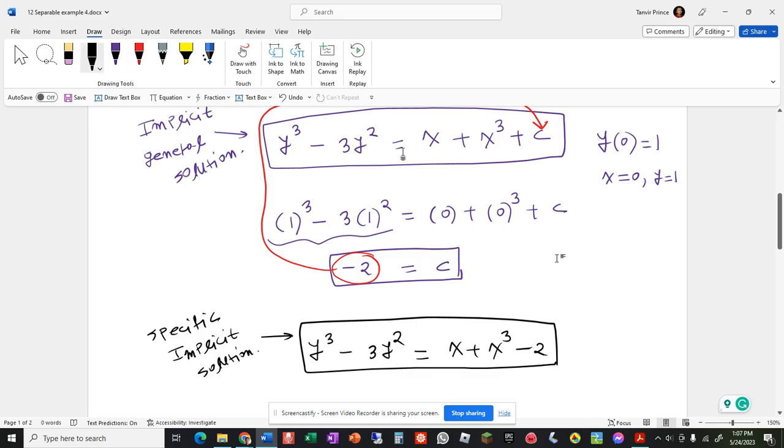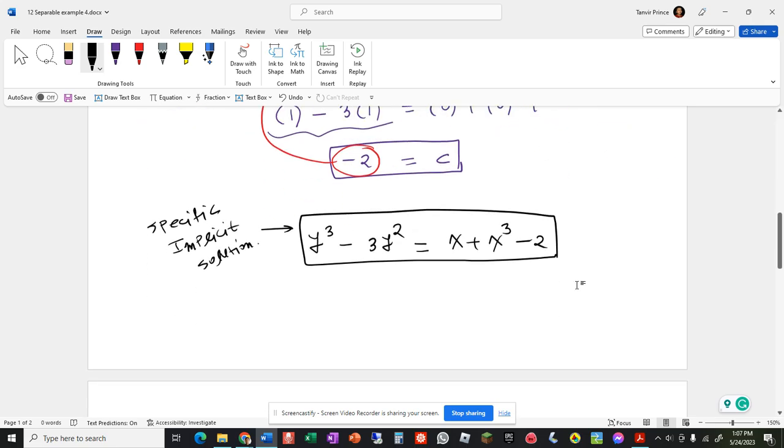Now, the question also asks you, what is the interval where it makes sense? What is the interval of definition, or what is the domain of this function? What is the domain? So let's actually look at it in GeoGebra and see what the graph looks like.